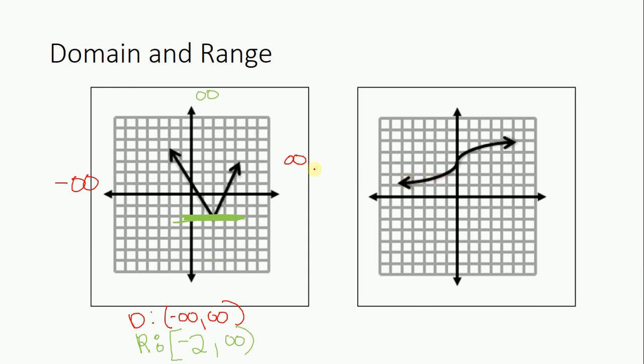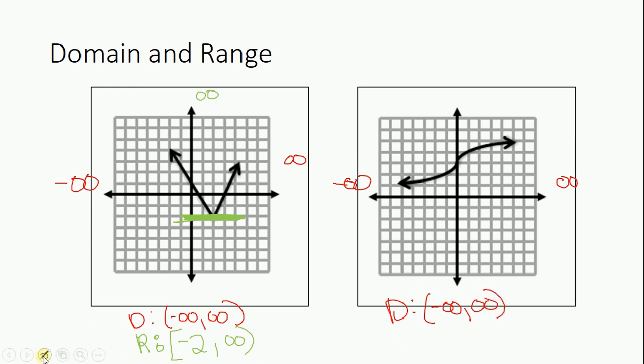Now let's look at the domain on the next guy here. Well, to the left, he's going to keep going, so that's negative infinity. On the right side, he's going to keep on going. Can't really draw a line saying you're stopping here. He's never going to stop. So that means he's stopping at infinity. So my domain for this guy would be negative infinity to infinity.